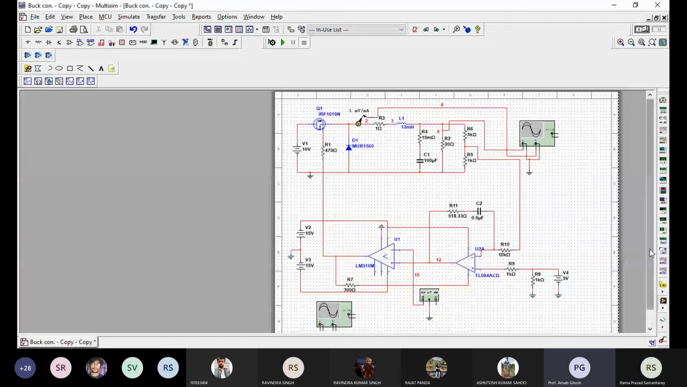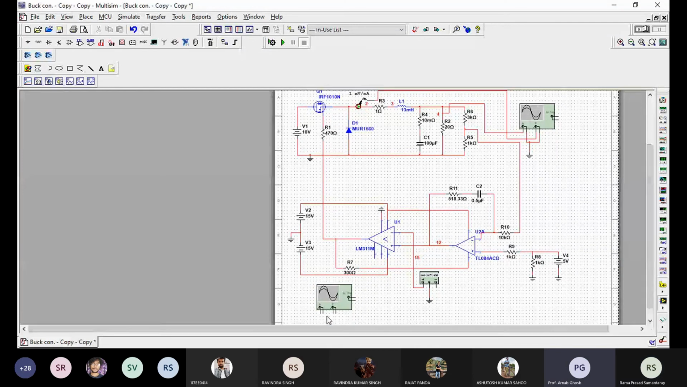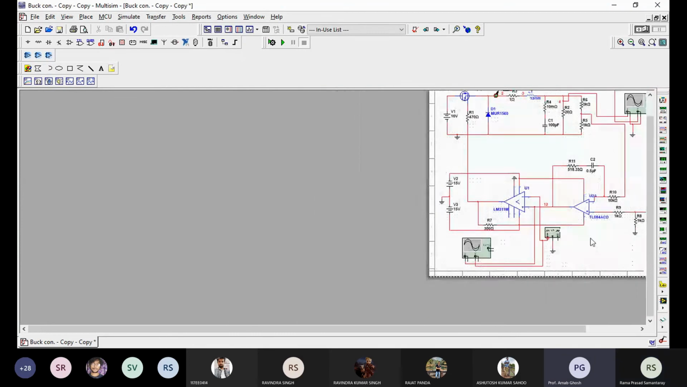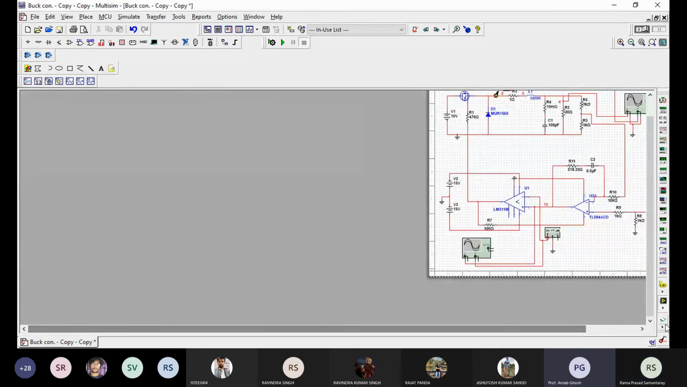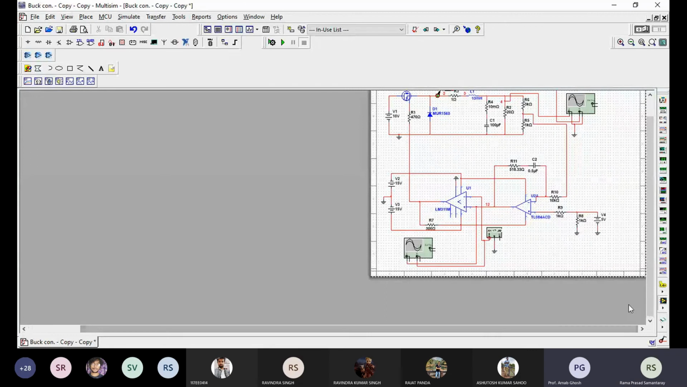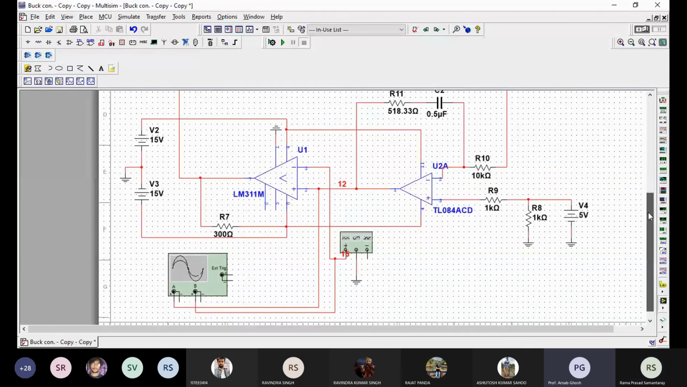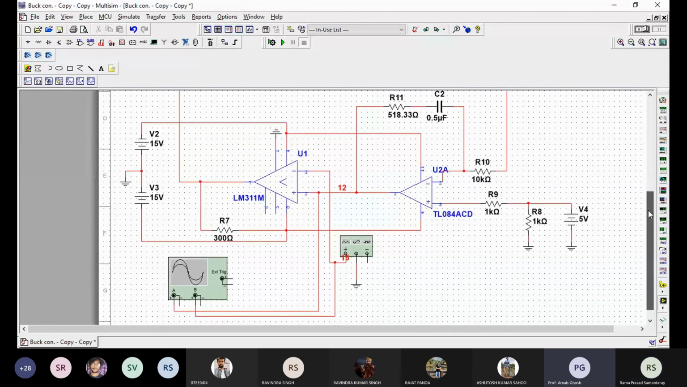Okay, so I think students, all of you are able to understand. Okay, so Ramakrishna sir, can you please zoom your circuit again? One minute. Previous connection was this. Okay. Yes, please scroll it up. Yes.